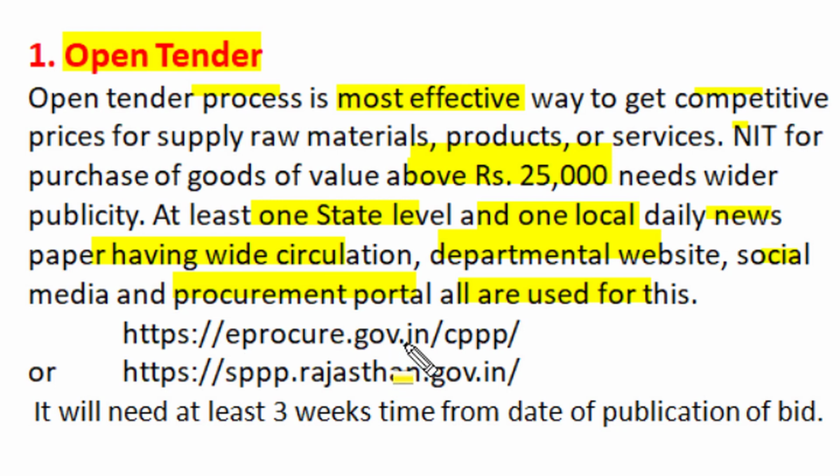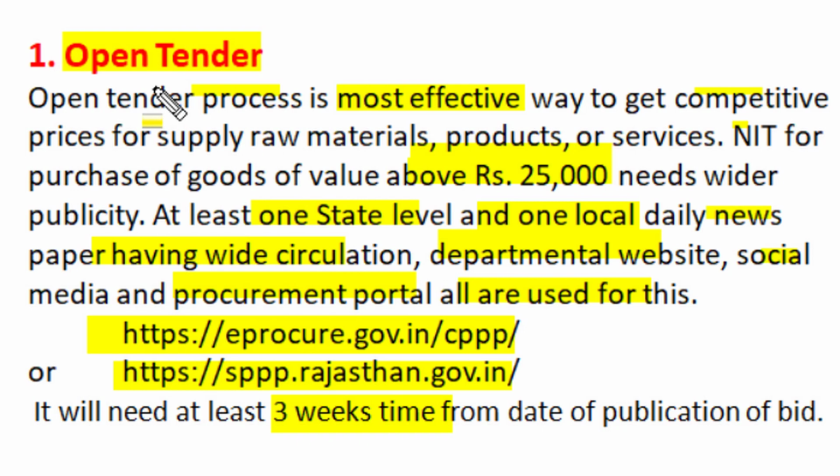Now the central government uses the e-procure portal of the Government of India, the Central Public Procurement Portal, with the URL as highlighted here. Similarly, the state government of Rajasthan uses a state public procurement portal with the URL as highlighted here. Now on those portals and the departmental website and also in daily newspapers, the NIT is published and the procurement process is followed as per the set procedure of public procurement.